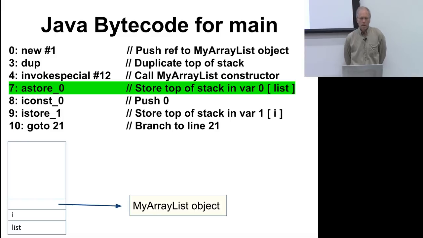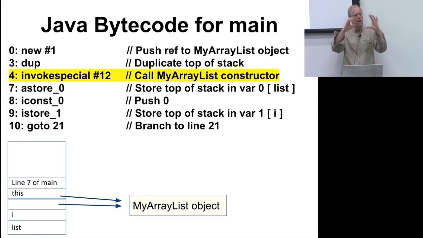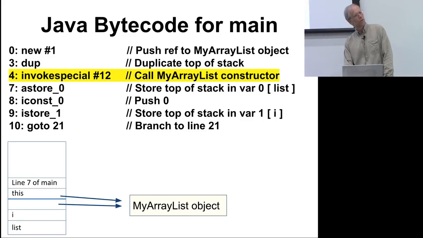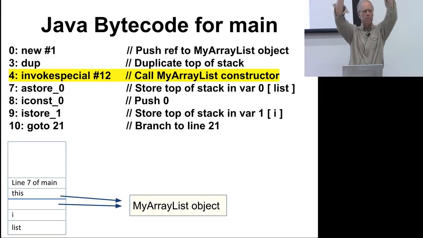Okay? Now, if we back up a little bit, remember that we duplicated the reference on top of the stack. Initially, there were 2 references on top of the stack. One of them was there so we could pass it to the constructor. But what happens to that reference? Yeah, it's consumed. When the stack frame is popped, it goes away.